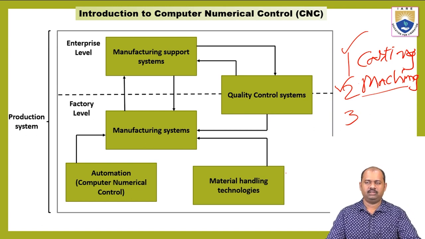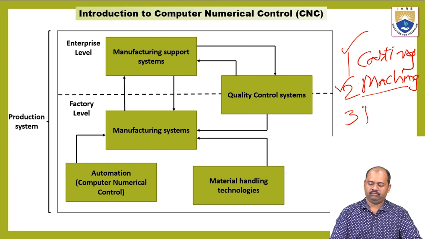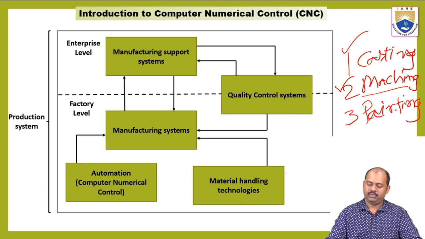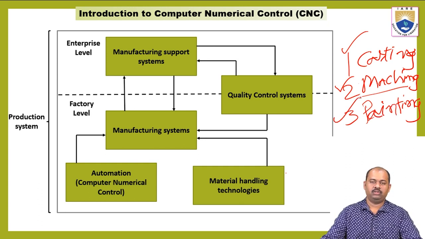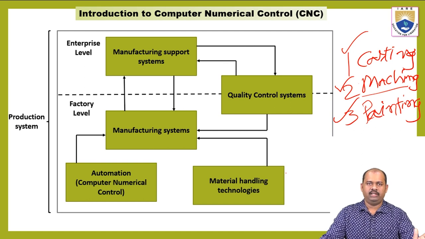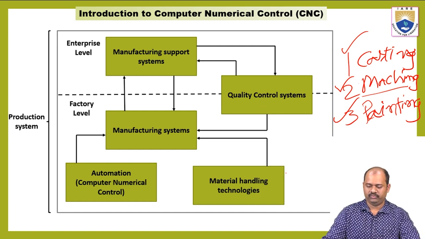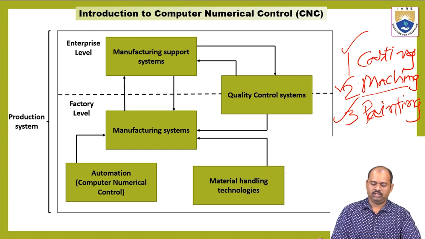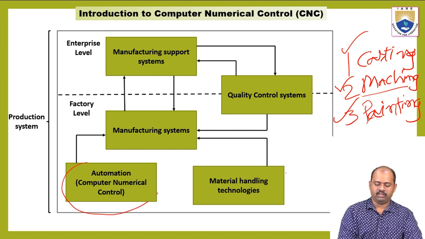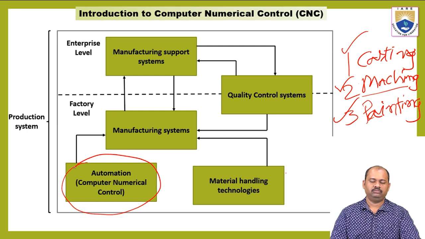And then the third process is painting. Painting can also be done using a robot. The spray jet used for painting can be connected to a robot, and particular instructions can be given to the robot, and this robot will move in the given direction and paint the entire car body, or car door in our instance. So this entire system can be automated using computer numerical control.